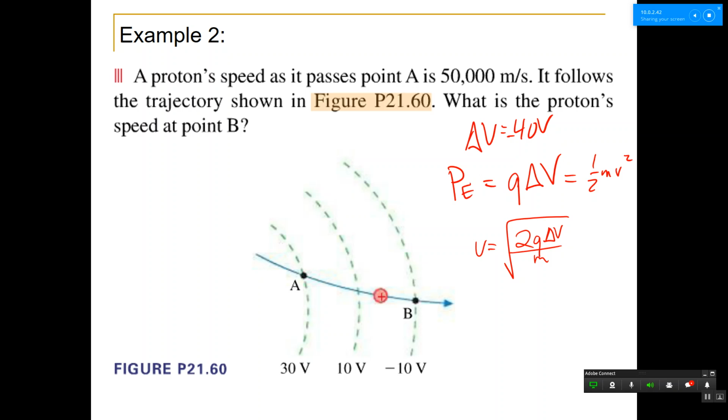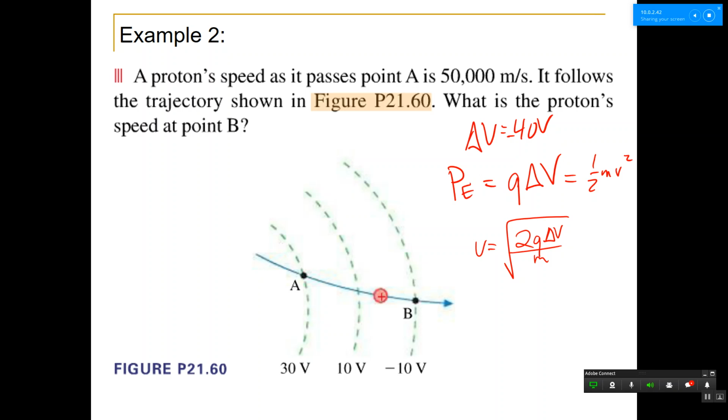Exactly, that's exactly what it is. So one, there's half mv squared plus q times delta V equals the same thing on the other side. Second one, you're overcomplicating it. It's all that potential energy that you gained or lost between A and B. You don't care what happened before and after A and B.